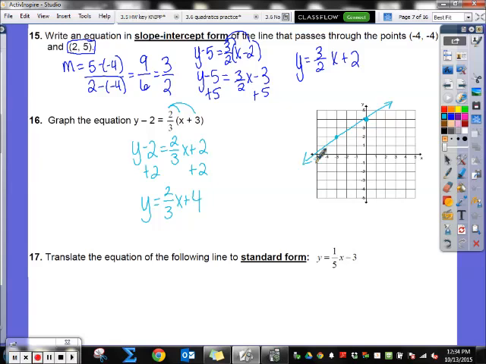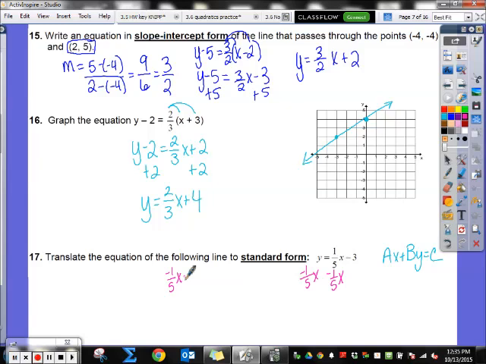Okay, 17, we need to go to standard form. So standard form, there's two rules. You can't have any fractions and you can't have a negative in the front. Once it's in the form ax plus by equals c. So that's what standard form looks like. So the first thing we need to do is we need to get the x term out front. So if we minus 1/5 x, we are working with negative 1/5 x.